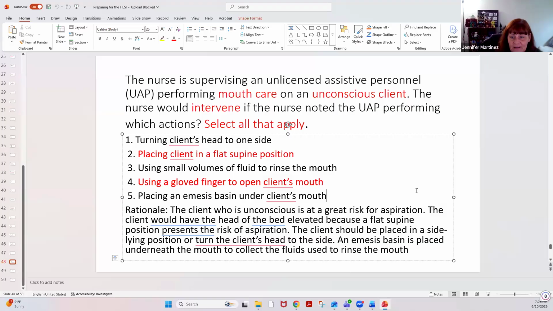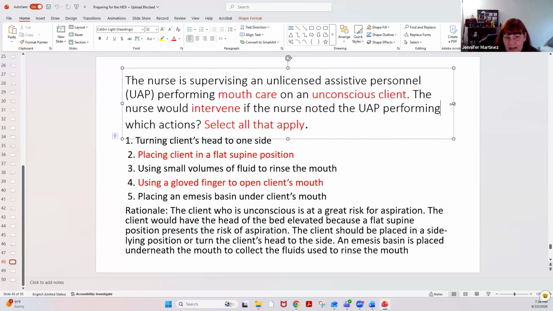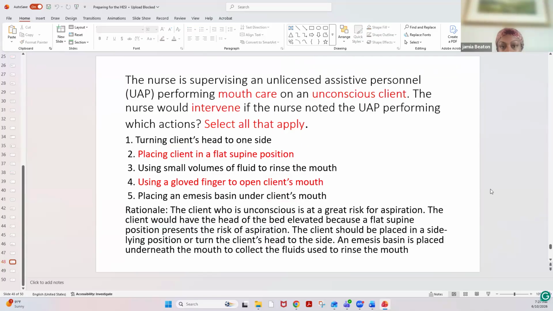Okay. What can happen, right? Just because they're unconscious doesn't mean that they're in a coma. They're just unconscious. What would happen if you get their mouth open? I mean, use the toothette? Why wouldn't it be small volumes? They're at risk of aspirating. Right, but if we have their head to the side or we have them in a side lying position, then they're less likely to aspirate. And we're only going to use a small amount of fluid to wipe their mouth.